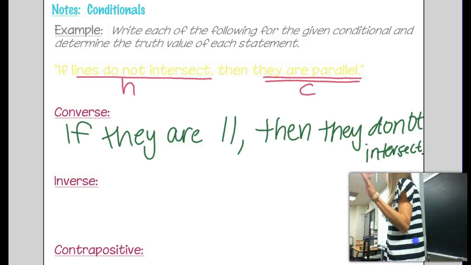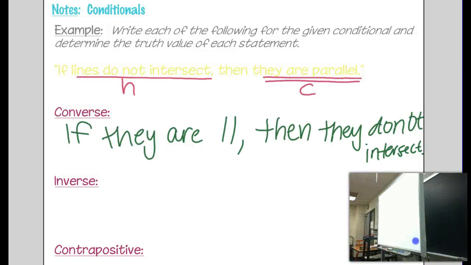Not too tricky, right? Ooh, inverse. Go look at your notes. It tells you what to do. What do you do for inverse? You put a not in a not.